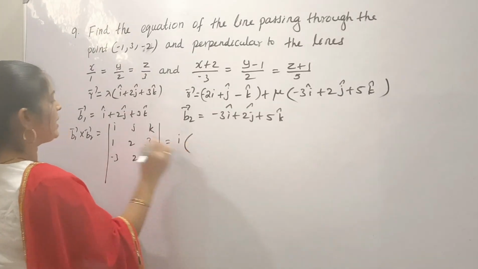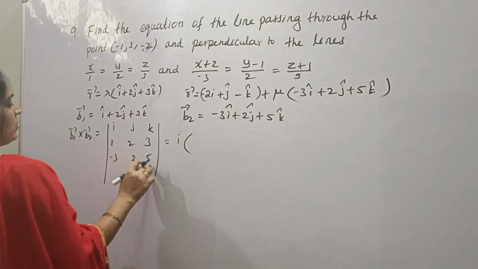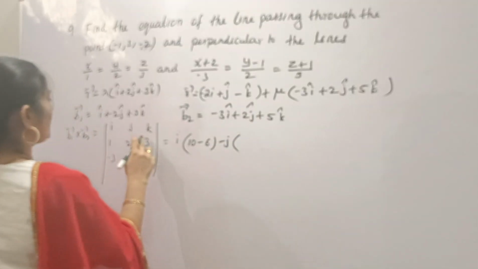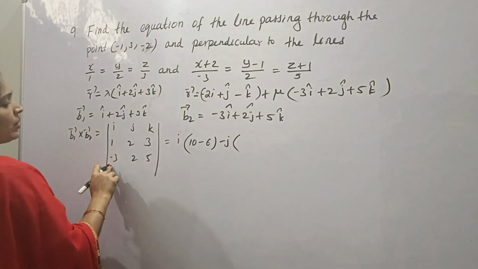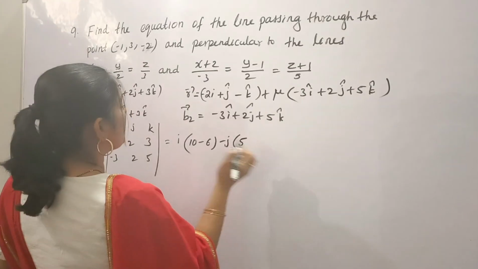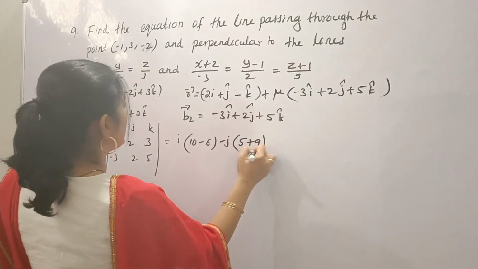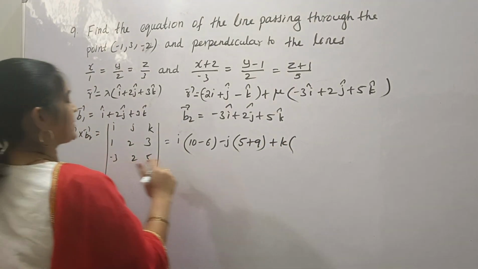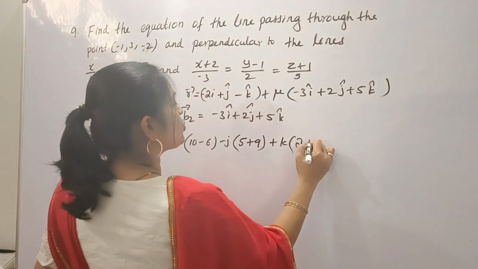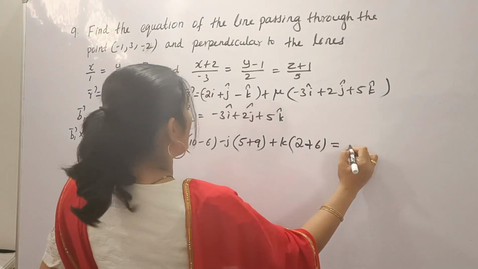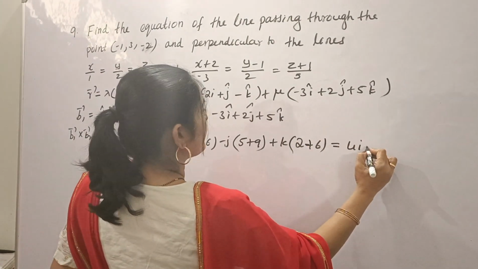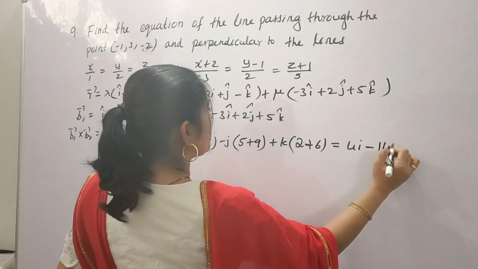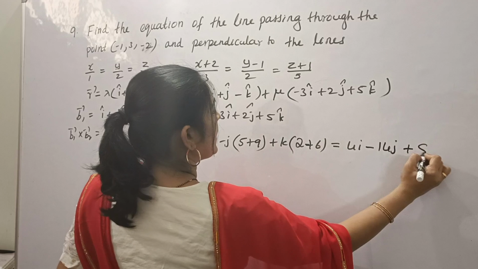That is equal to i into (10 minus 6) minus j into (5 plus 9). 5 minus minus 9, that is 5 plus 9, plus k into (2 minus minus 6), that is 2 plus 6. That is equal to 4i minus 14j plus 8k.